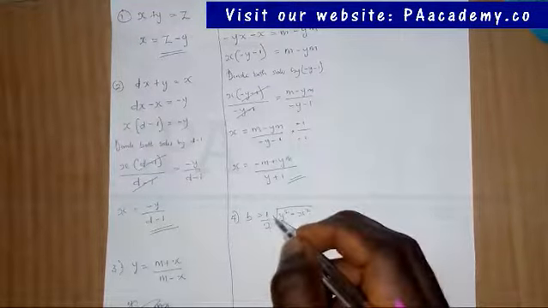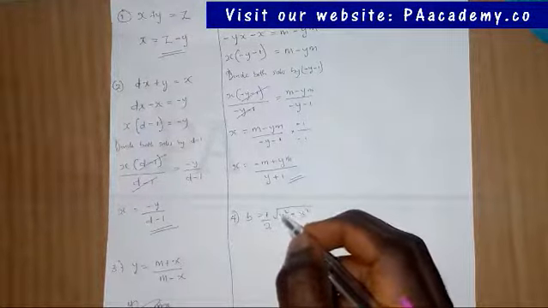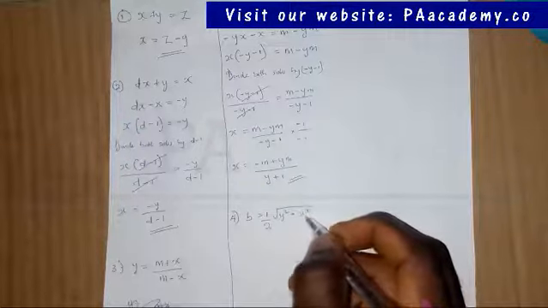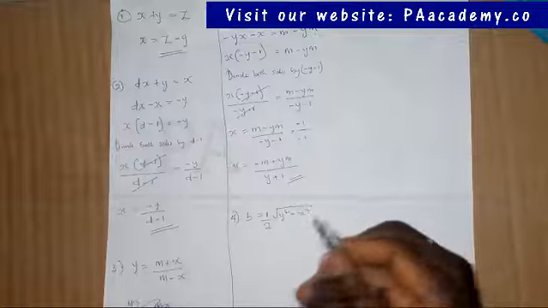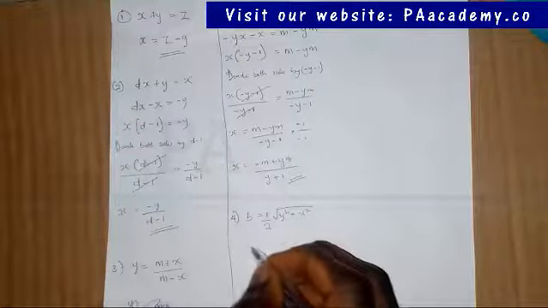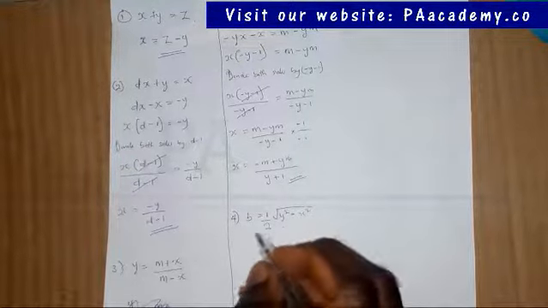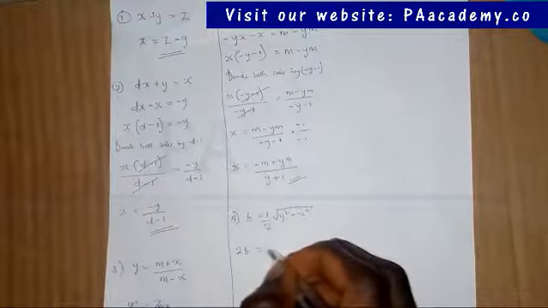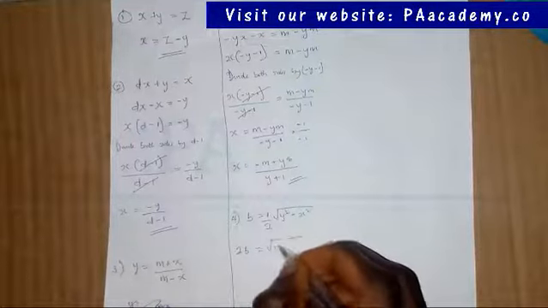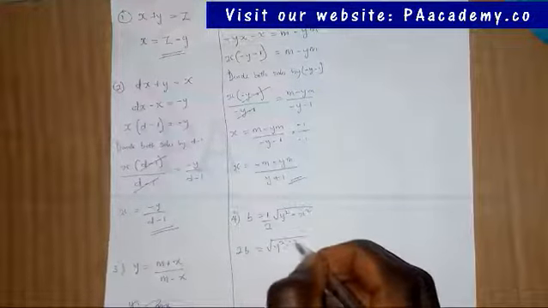B is equals to 1/2 square root of y square minus x square. So this x here is what we will make the subject of the formula. To start with, what we'll do here too is to cross multiply. So when we do that, we are going to be having 2b is equals to what? Square root of y square minus x square.